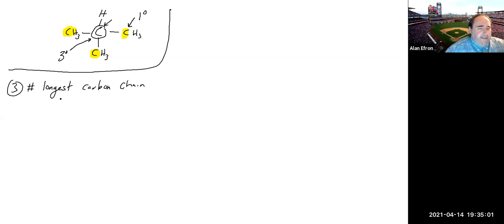The purpose of that is you basically have 2 ways of numbering, left to right or right to left in most cases. What determines which way you should number that chain is that you want to give the groups the smallest number. It is as simple as if you're comparing one way or the other, and it's a 2 versus a 3, 2 is smaller, and that would be the way you want to go. Once you've got the longest continuous chain and identified all your groups, you number it in the way that gives those groups the smallest number, and then you put it all together.